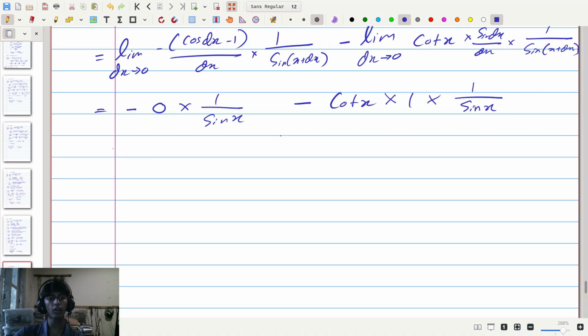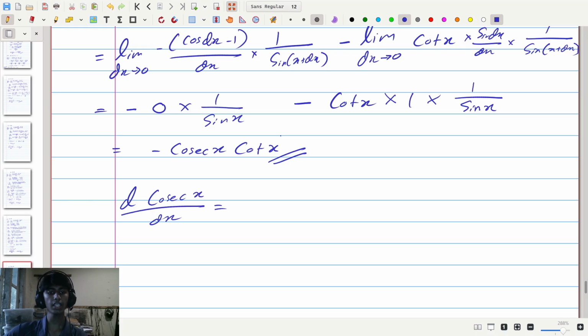Now then, writing all of these things and removing the unnecessary bits, we have 0 times something, which is going to be 0. So this is part 0. Here we have negative cotangent of x times, over here, 1 divided by sine of x, or cosecant of x. Taking that to the front, this is usually written as negative cosecant of x cotangent of x. So therefore we have our answer. What we have here is the derivative of cosecant of x. So we can see the derivative of cosecant of x with respect to x is equal to negative cosecant of x times the cotangent of x.